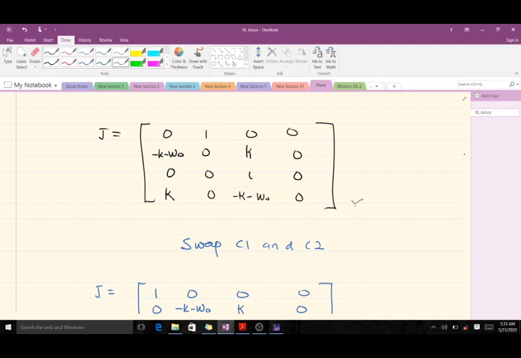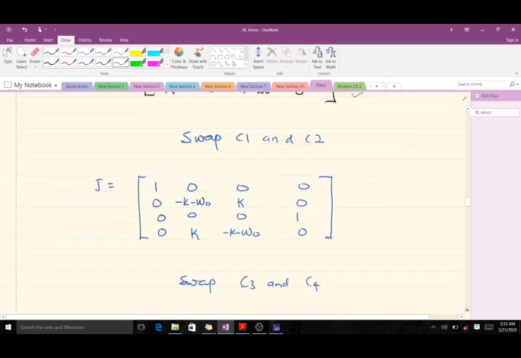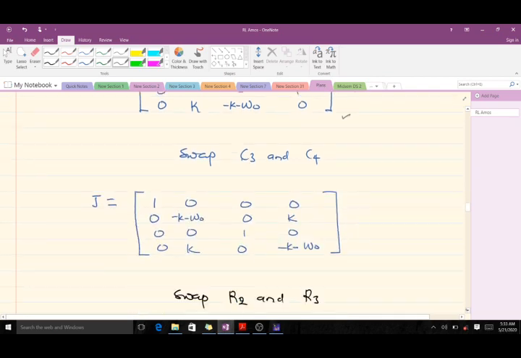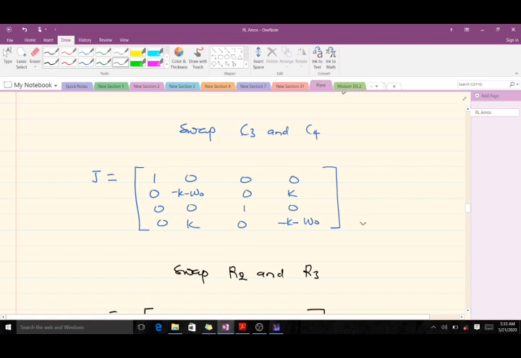So we are going to do column swaps and row swaps, okay? We first swap column 1 and column 2. Know that this is column 1, and this is column 2. So we swap both of them. When you swap column 1 and column 2, then we have this matrix here. Then after that, we swap column 3 and column 4. Know that this is column 3 and this is column 4. So we swap them. After swapping them, we get something like this.